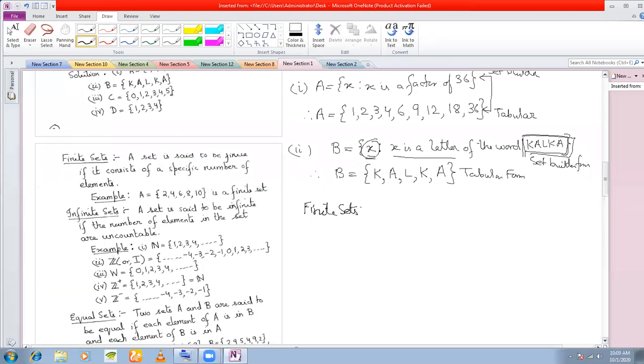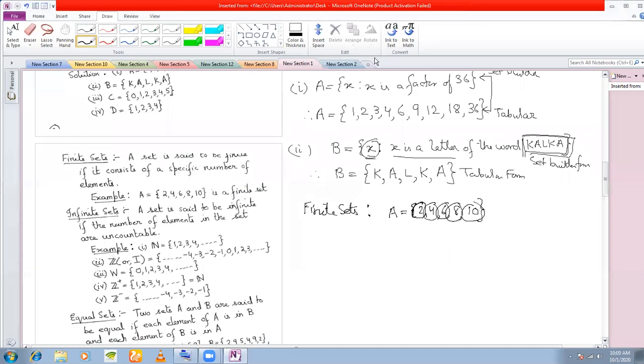Finite sets. What are finite sets? Suppose A is this set. If you see in this set, you can count the number of elements. How many elements are there? 5 elements are there. So you can count the number of elements. Therefore, such a set is called a finite set.